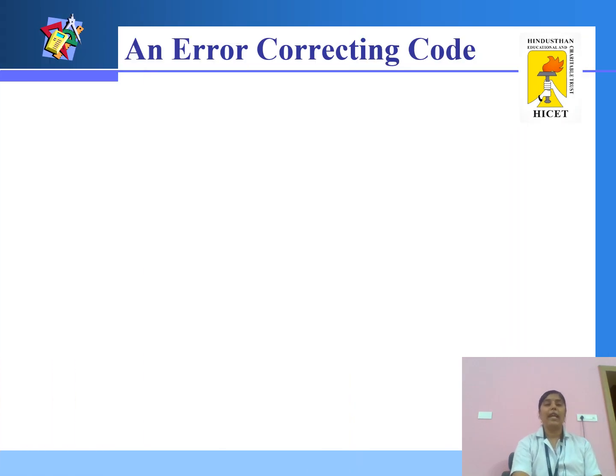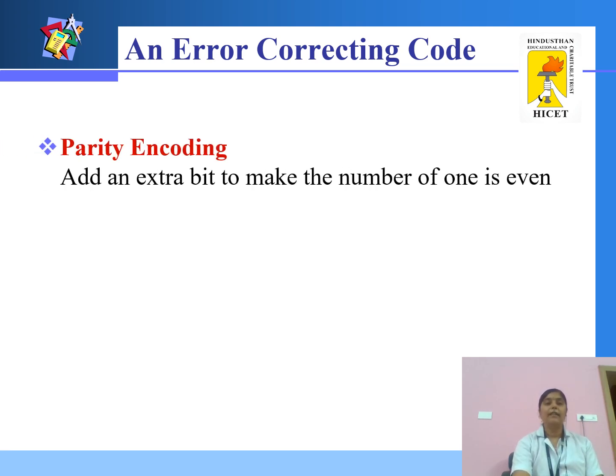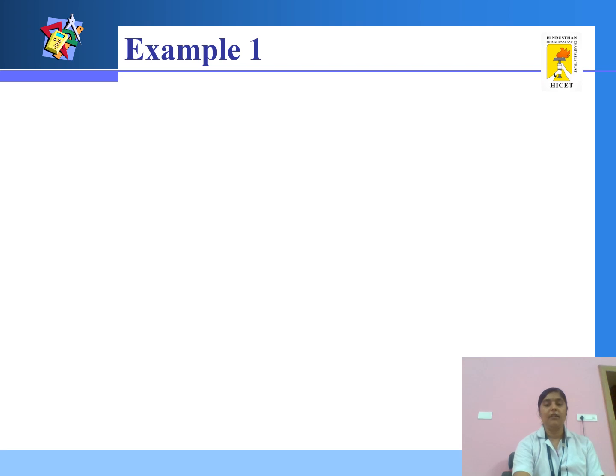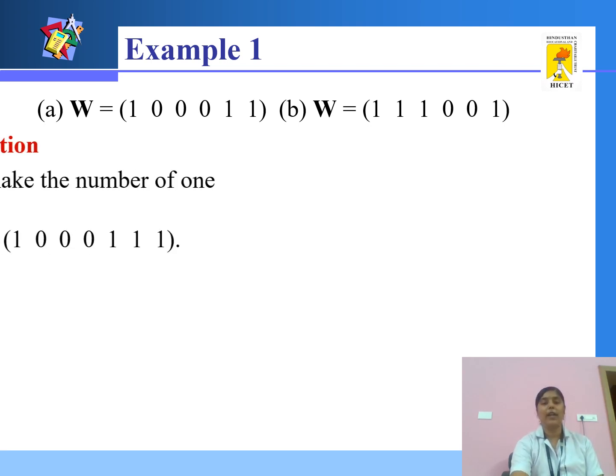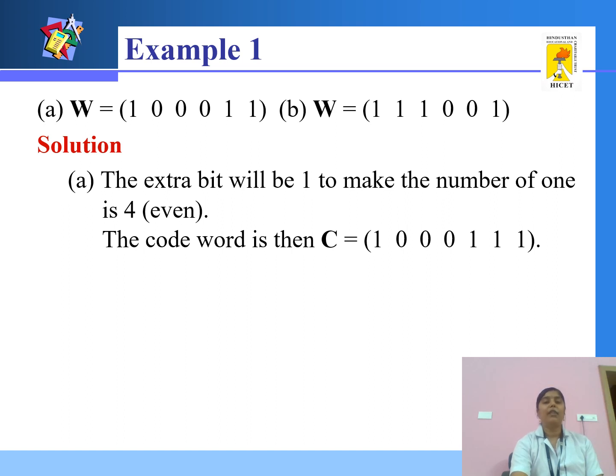Next, we move on to error correcting code. Parity encoding means adding an extra bit to make the number of 1s even. Let's move on to the example. We consider W equal to 1, 0, 0, 0, 1, 1 and the next subdivision W equal to 1, 1, 1, 0, 0, 1. Now, the extra bit will be 1 to make the number of 1s 4, that is even, for the first subdivision. So the code word is C equal to 1, 0, 0, 0, 1, 1, 1.